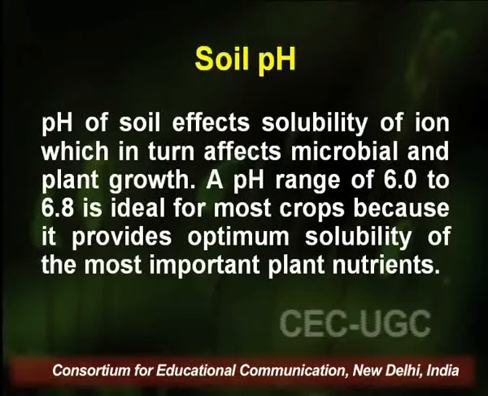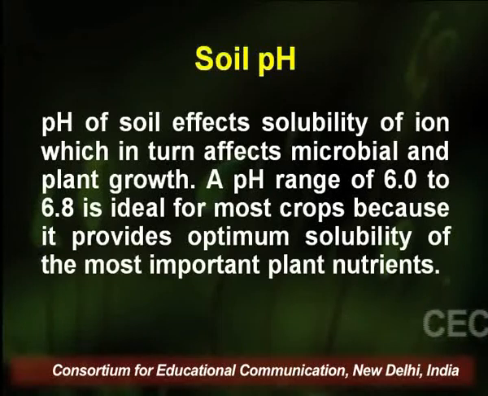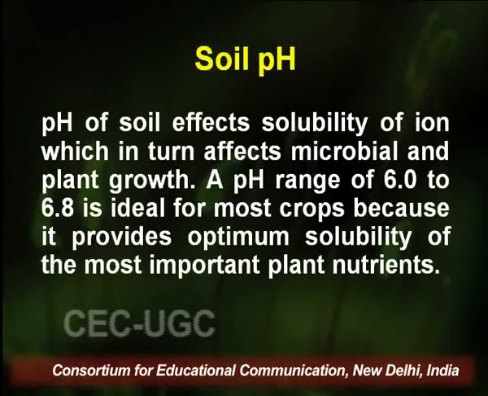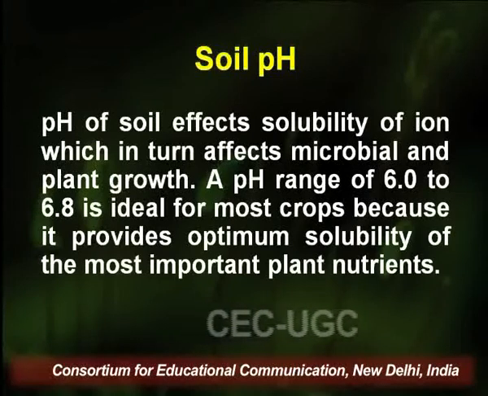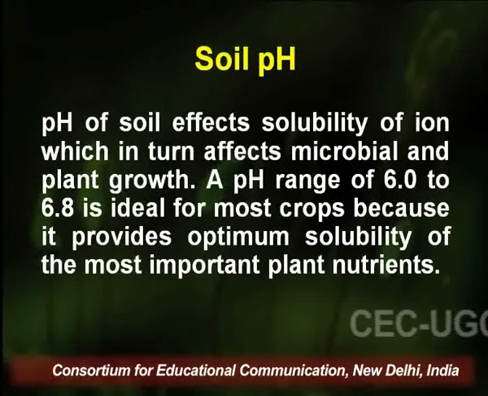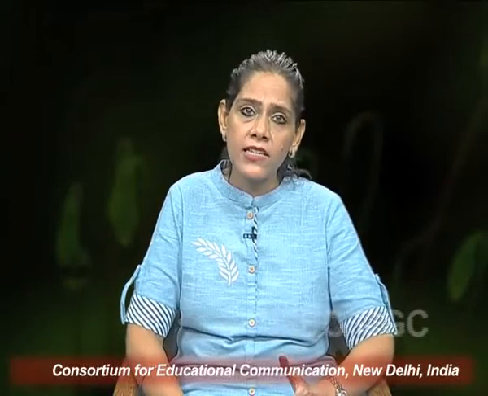A pH range of 6 to 6.8 is ideal for most crops because it provides optimum solubility of the most important plant nutrients. In acidic soils, hydrogen and aluminium are the dominant exchangeable cations, and the factors that affect soil pH include parent material, vegetation and climate of that particular area.